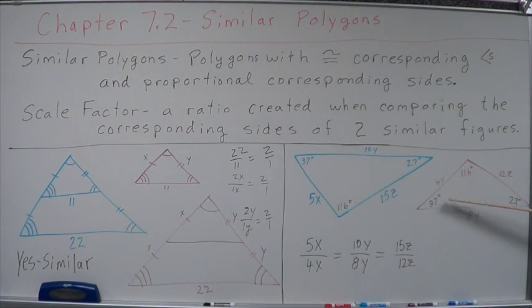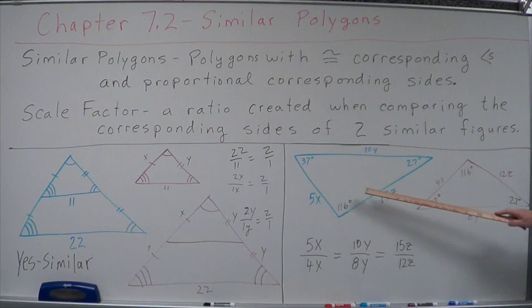Well, over here we have 37 and 116. What do you think this one is? Well, it's got to be what? Do the very same thing and you're going to come up with 27. So do we meet the first condition? Congruent corresponding angles. Yes, we have congruent corresponding angles. This goes to this, this goes to that, this goes to this. We just got to flip it upside down.